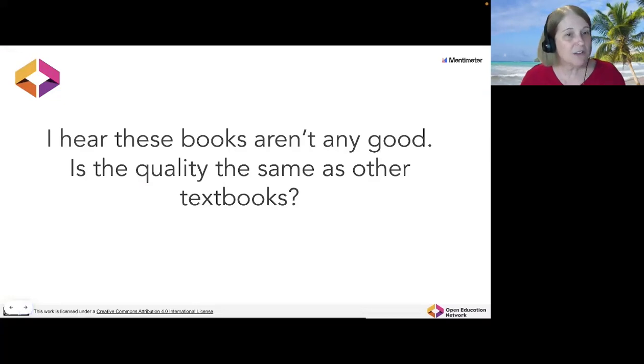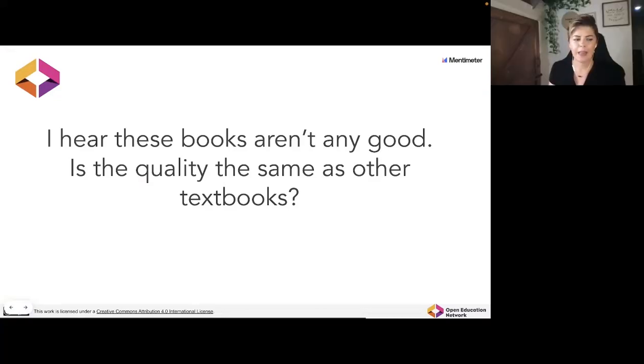So Meggie, I hear that these books aren't any good. Is the quality the same as other textbooks? I mean, they can't get any worse than regular textbooks. So definitely the quality is substantially better. I've never read an open textbook that hasn't been 10 out of 10.